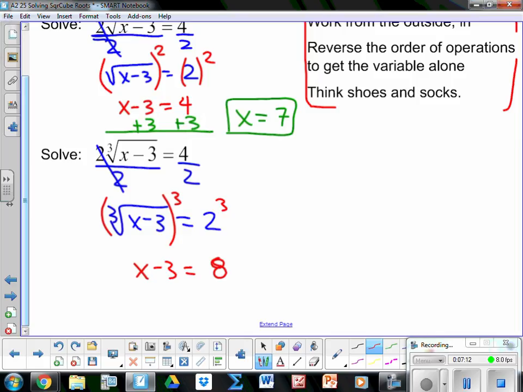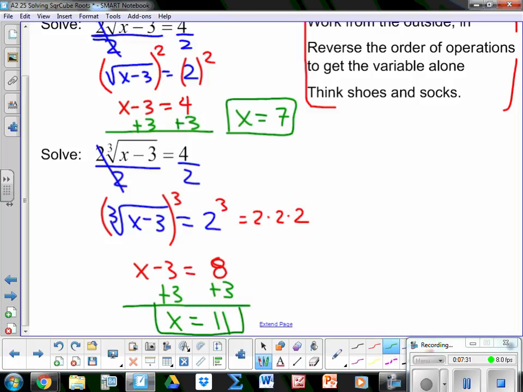This is not 2 times 3. This is 2 times 2 times 2. Okay, 2 times 2 is 4, times 2 is 8. Okay, and then we're going to add 3 to both sides. So x equals 11.